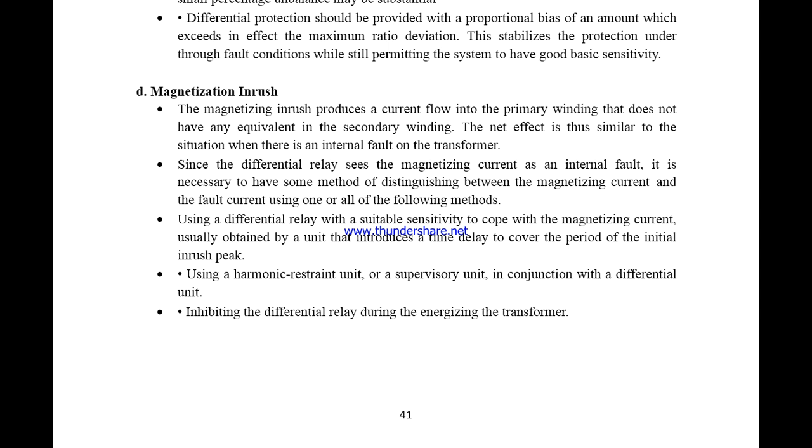Using a differential relay with a suitable sensitivity, the sensitivity to the magnetizing current is usually obtained by a unit that introduces a time delay to cover the period of the initial inrush peak. A harmonic restraint unit or supervisory unit is used in conjunction with the differential unit, inhibiting the differential relay while energizing the transformer. So we can see this diagram.